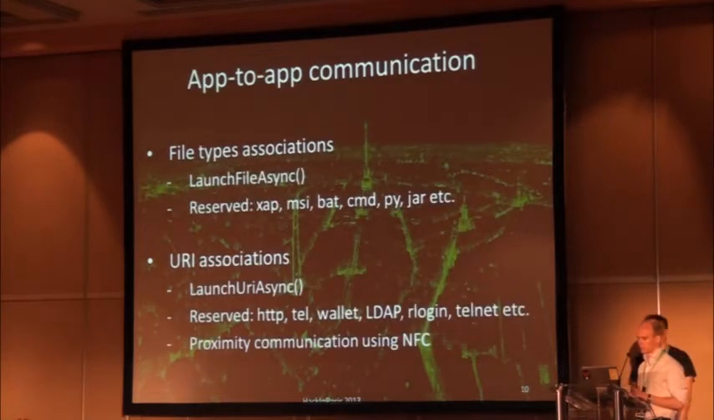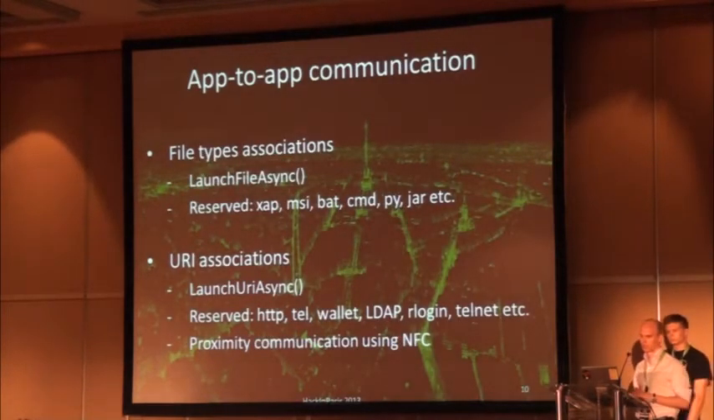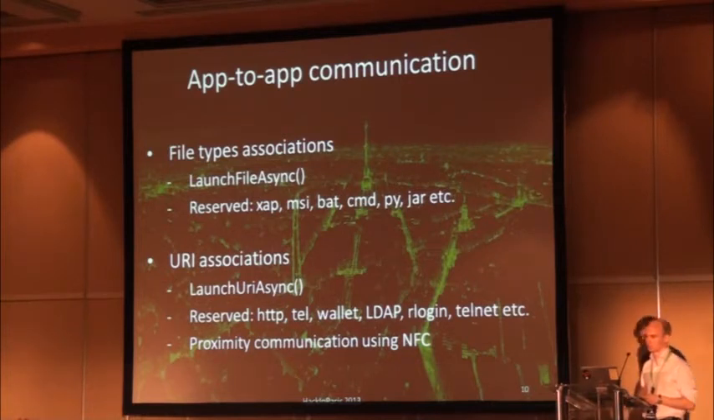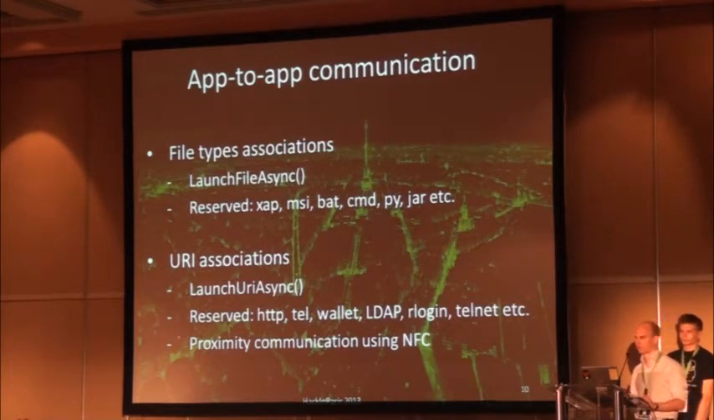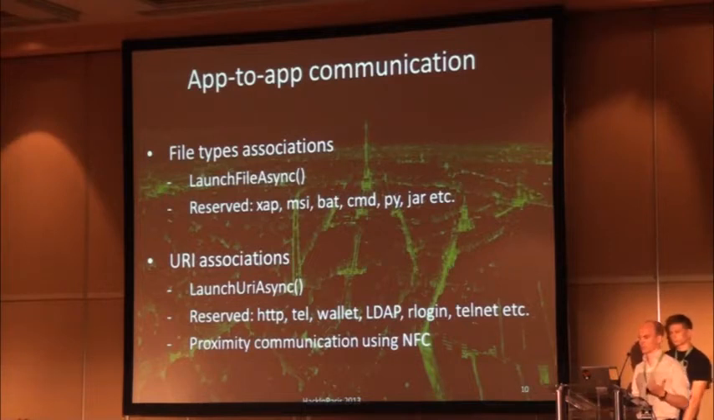App-to-app communication is actually limited to two scenarios: file type associations and URI associations. Every application can register that it can handle certain file types or certain URI schemes, and when another application tries to open a file of this type or launch a link of this URI scheme, the first application will be launched.